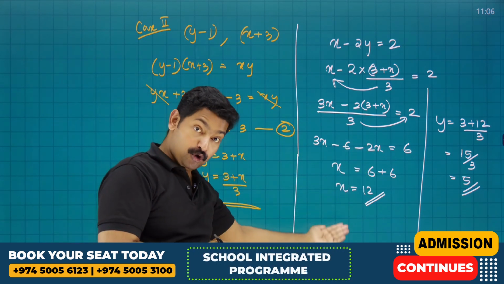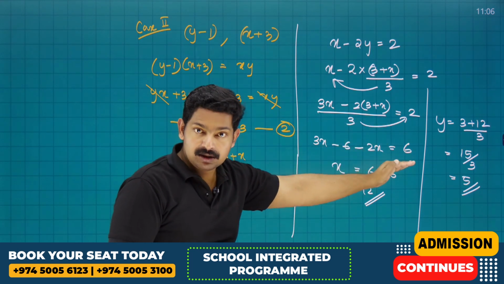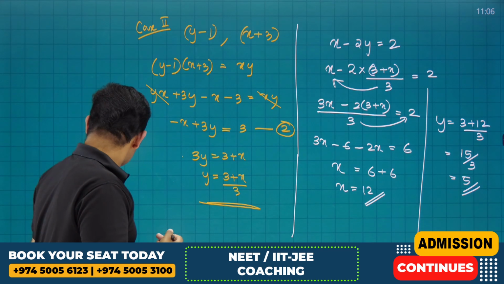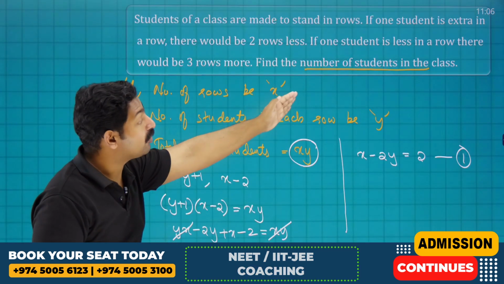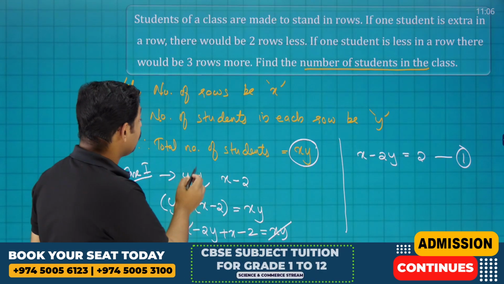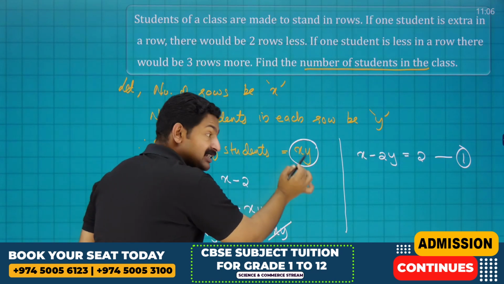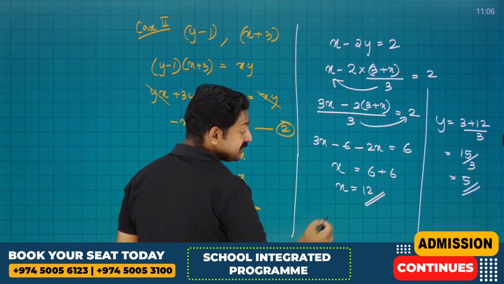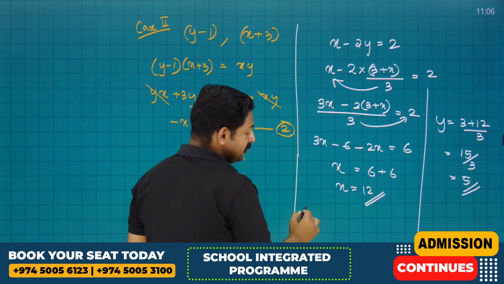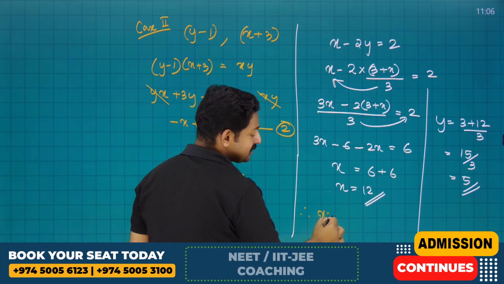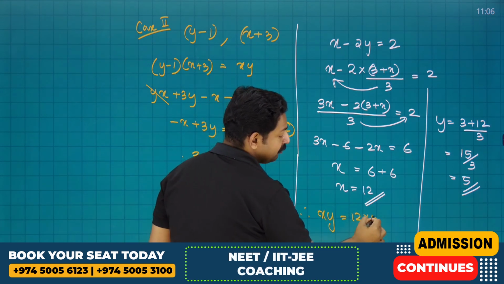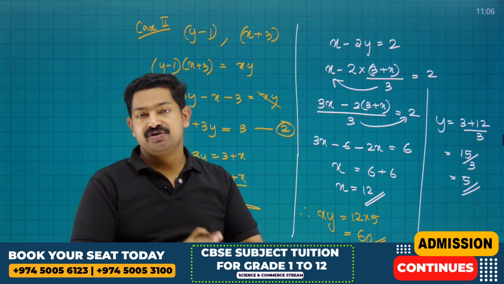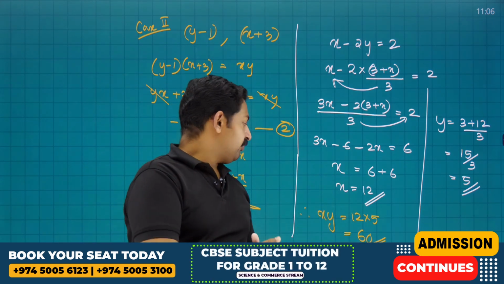So we got the number of rows and the number of students in each row. Now, what was the question? At last, we need to find out the number of students in the class. And the number of students is xy. X is 12 and y is 5. So the number of students is equal to xy, which is equal to 12 into 5. You will be getting 60. So the total number of students in the class is 60. Okay, so we solved it.